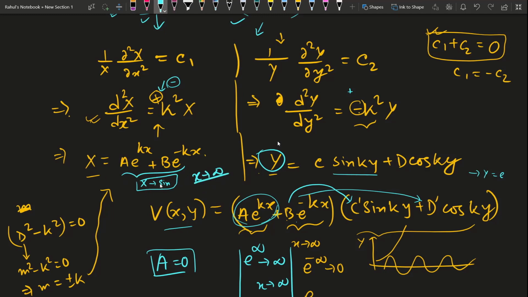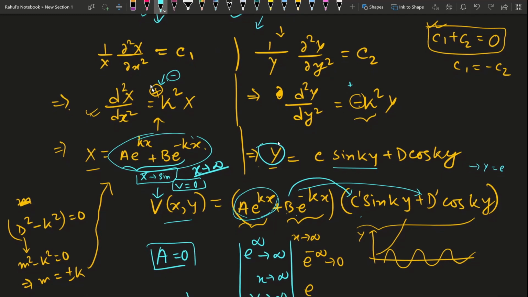If x becomes a sinusoidal function, then it will never become 0, right? If this becomes a sinusoidal function, then as we have discussed, the sinusoidal function never becomes infinity at x tends to infinity. So at x tends to infinity, this v will never equal 0. So it is totally contradictory to our boundary conditions, right?